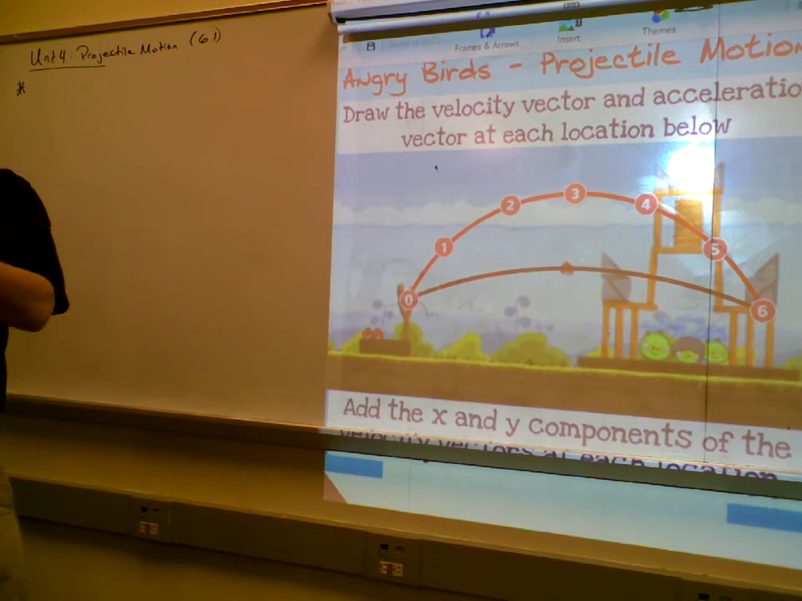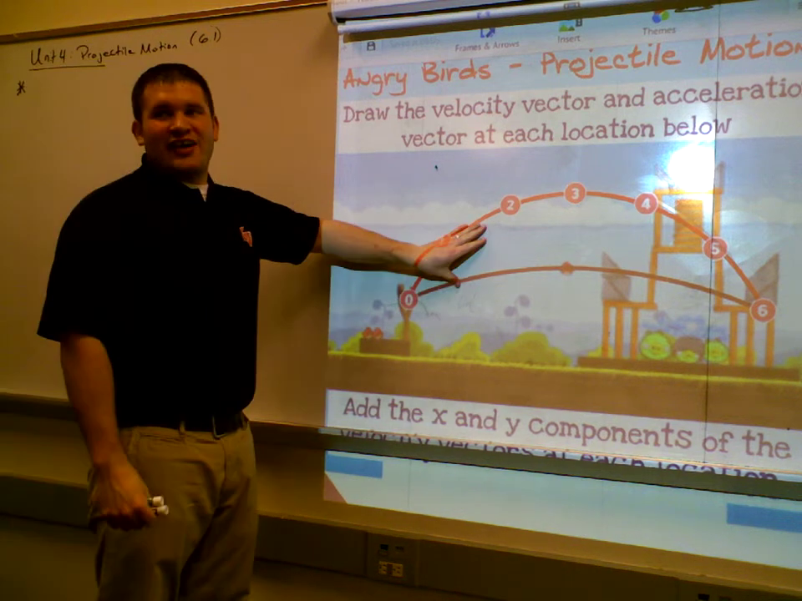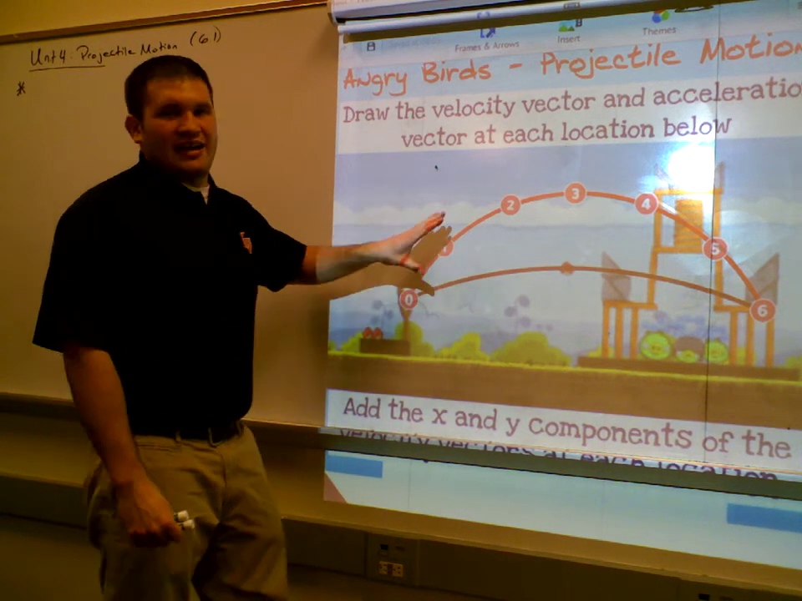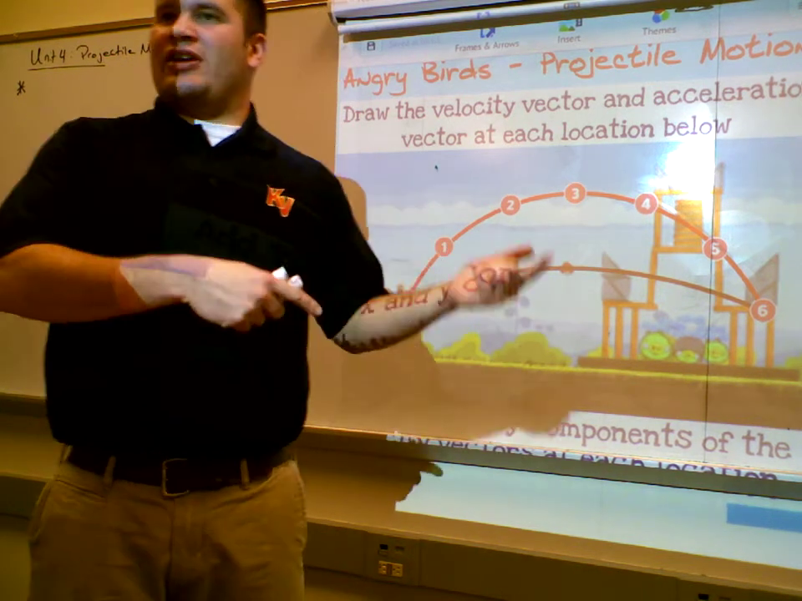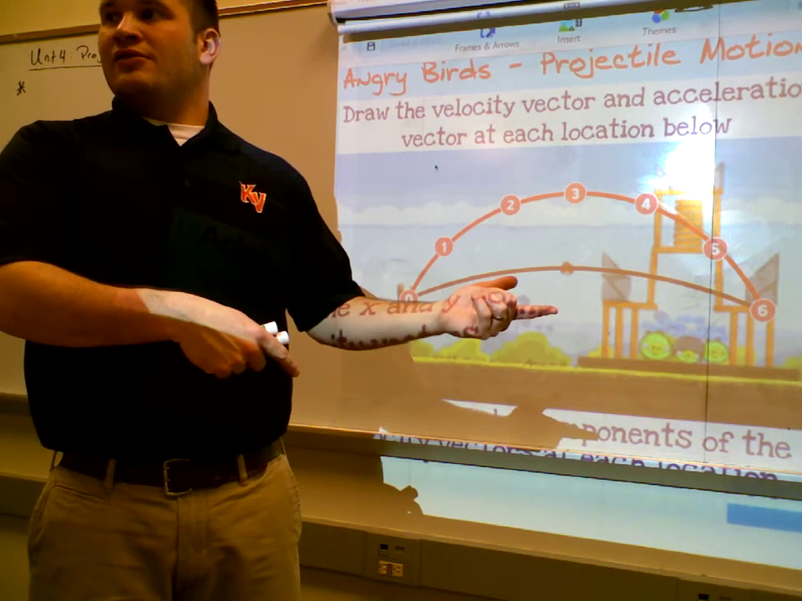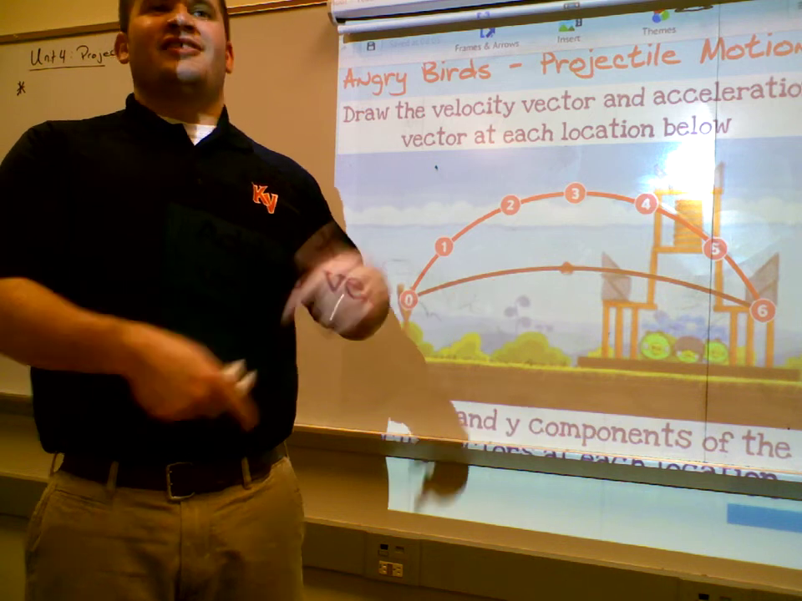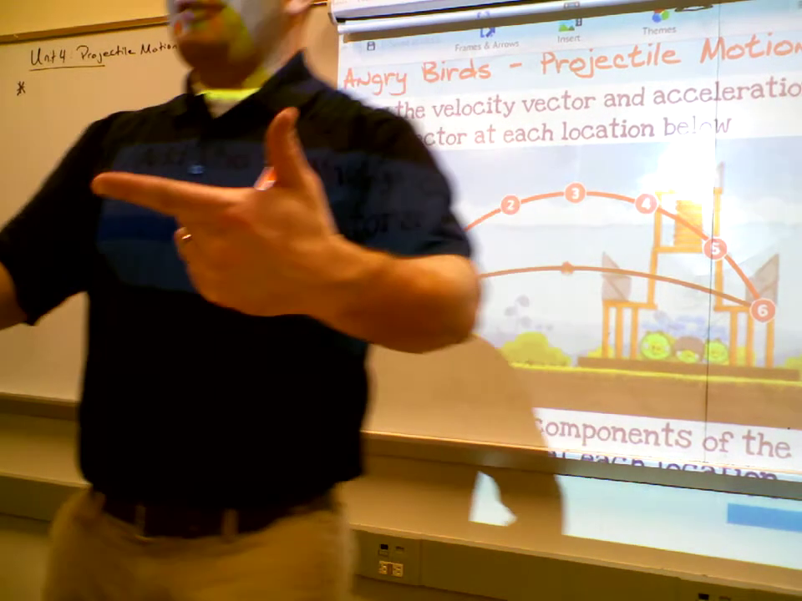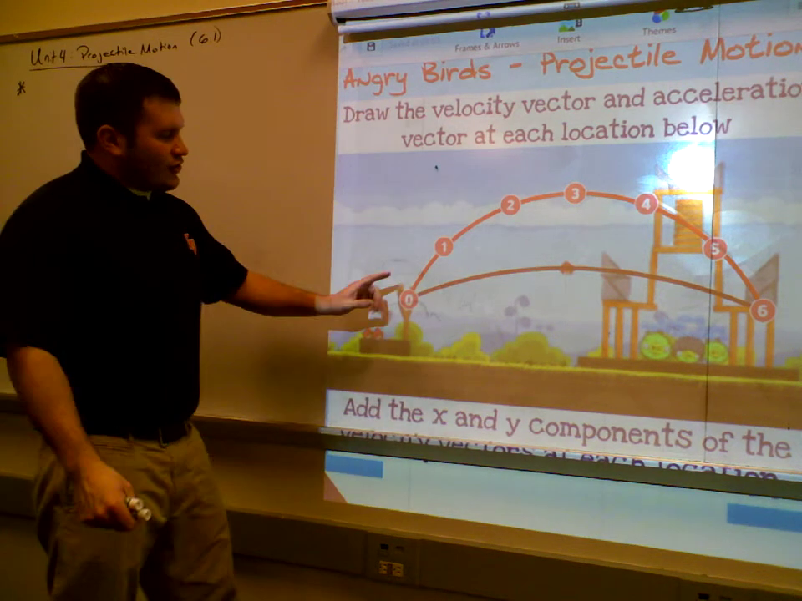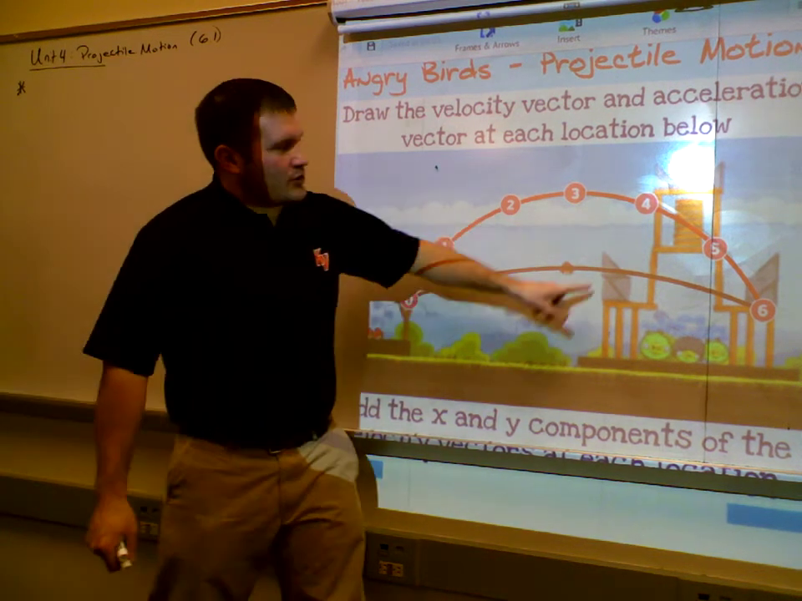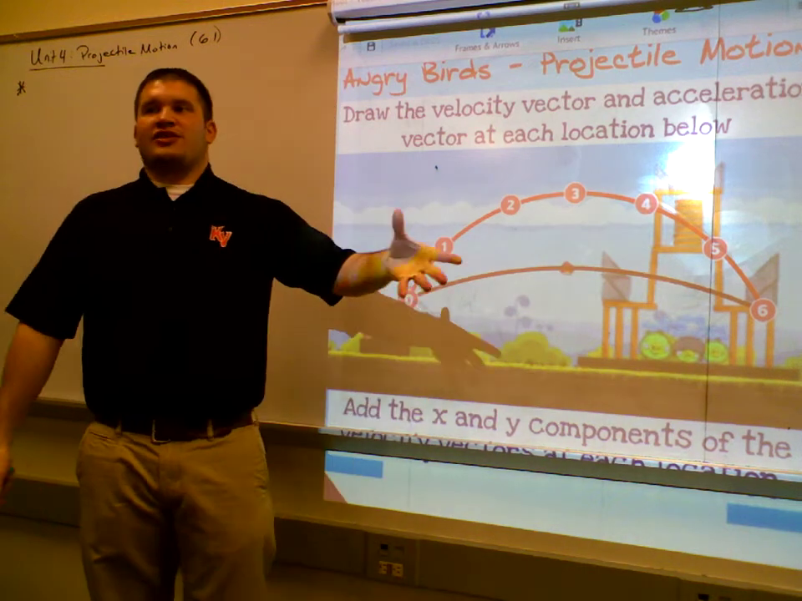Because of Newton's second law, which has an effect on this problem. Newton's second law, F net equals ma, says the net force is in the same direction as the acceleration. Perfect. So if only gravity is acting on the bird and gravity pulls down, then which way is the acceleration? Down.